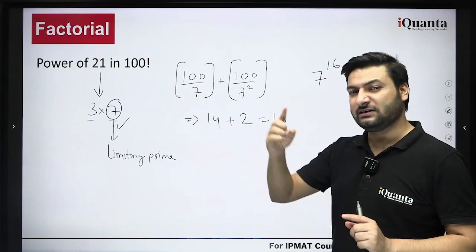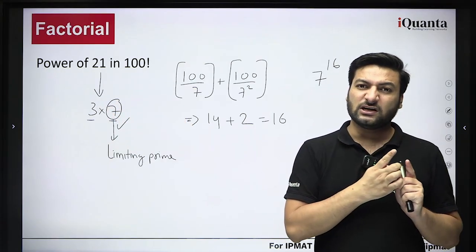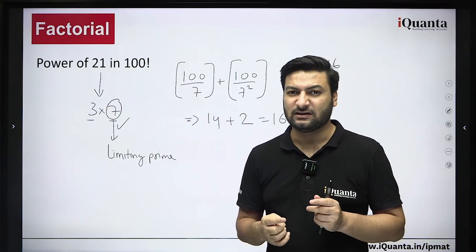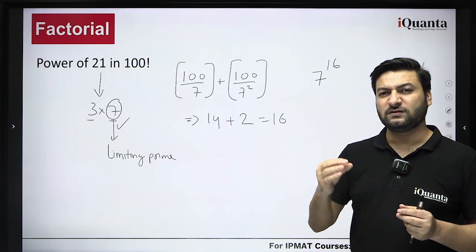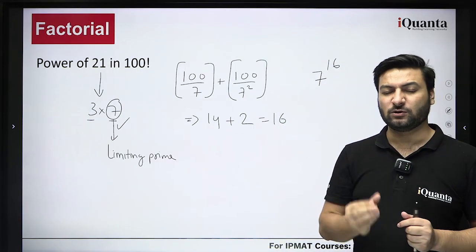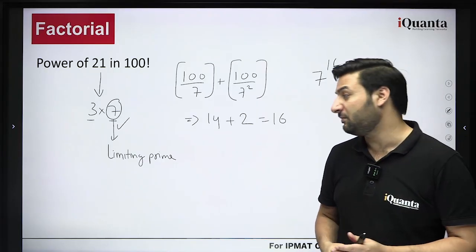So from 100 till 1, if you check how many multiples of 3 are there, there is 3, there is 6, there is 9, 12, 15, 18, all of these multiples of 3 will be giving a 3 to the product and hence the power of 3 will be very large.